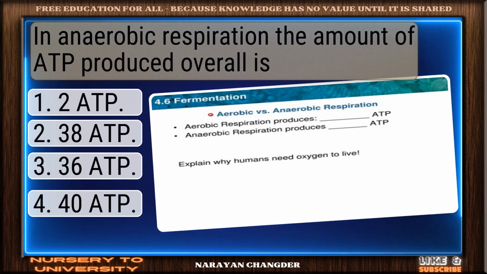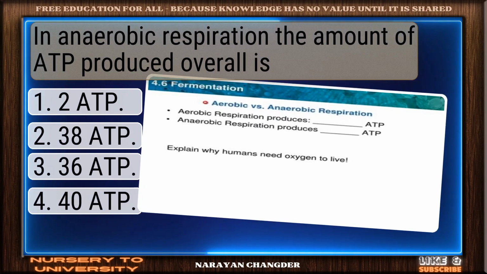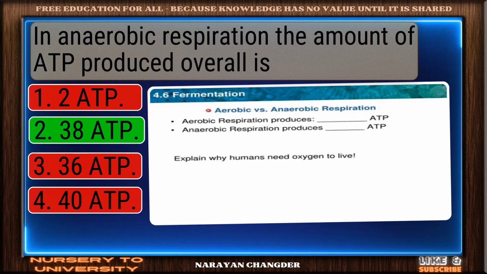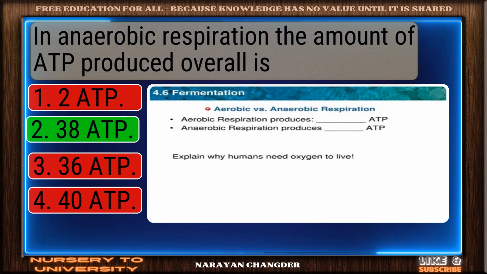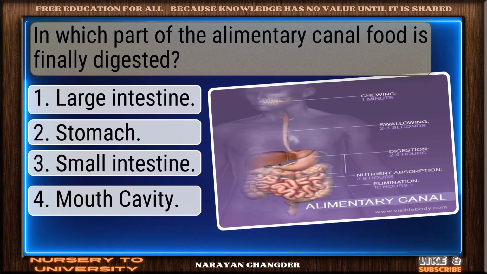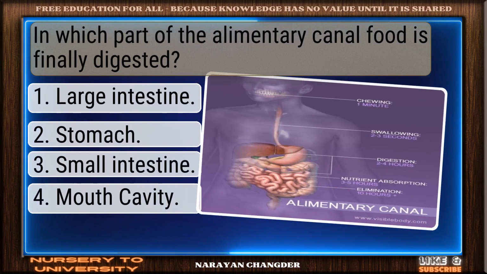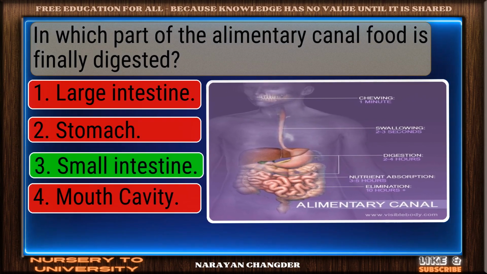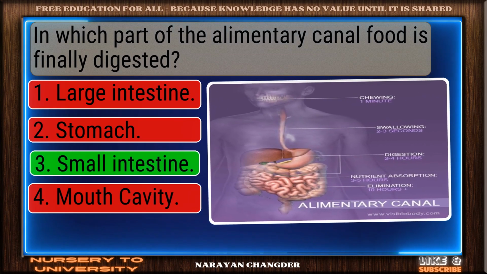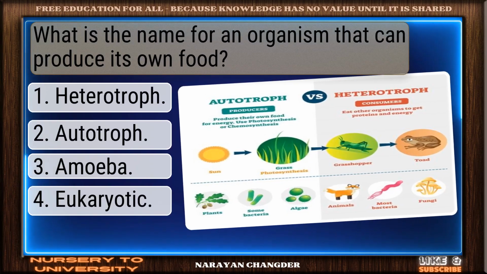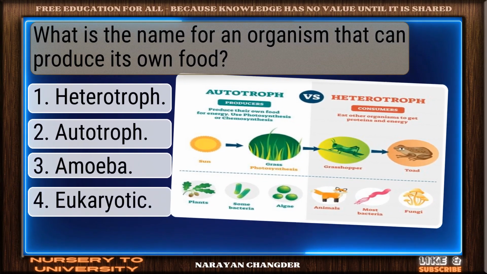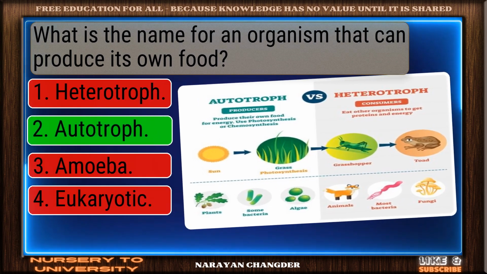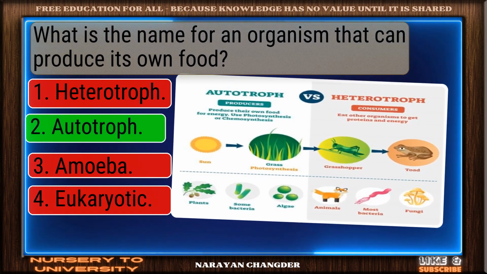In anaerobic respiration, the amount of ATP produced overall is. Excellent choice. 2 ATP is right. In which part of the alimentary canal food is finally digested? Bravo. Small intestine is the answer. What is the name for an organism that can produce its own food? Correct. Autotroph is spot on.